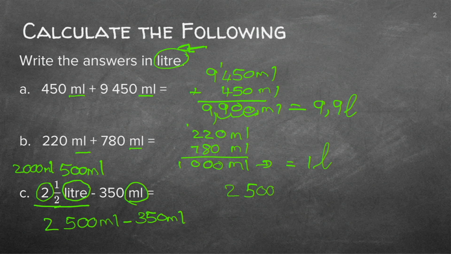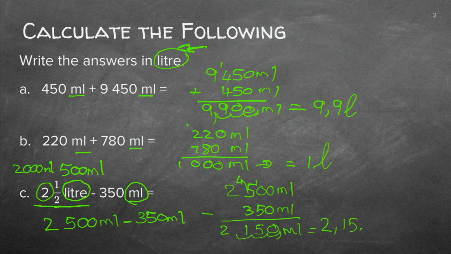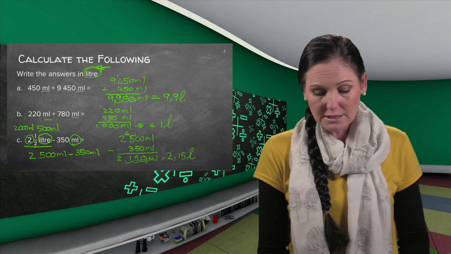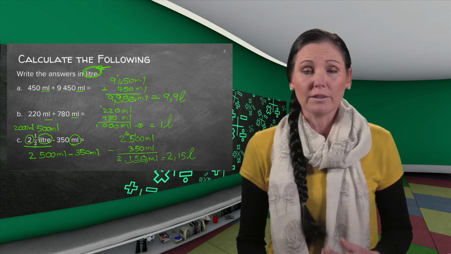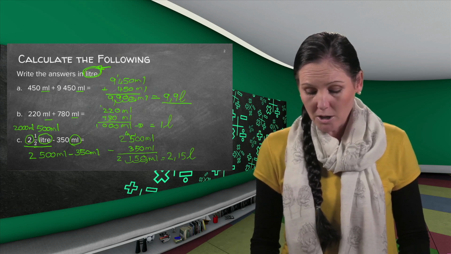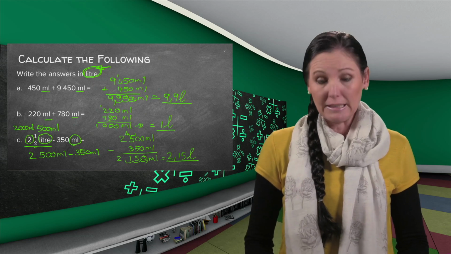And I can go and say 2,500 milliliters minus 350 milliliter. And that will give me, there we go, 2,150 milliliter. But I have my comma at the back. And now I can move it 1, 2, 3 times. So my answer will be 2,15 liter. Always check your answer again and make sure you did what they asked from you. And here I can see all my answers is written as liter.